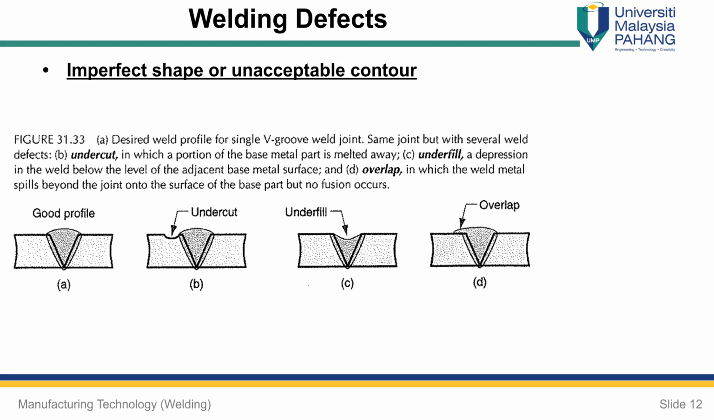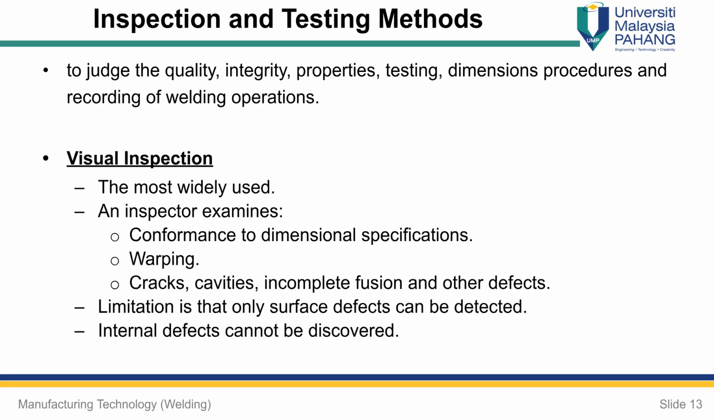Imperfect shape or unacceptable contour includes defects like undercut, where base metal is melted away, underfill, a depression in the weld, and overlap, where weld metal spills but no fusion occurs. Inspection and testing methods are essential for judging weld quality and integrity.